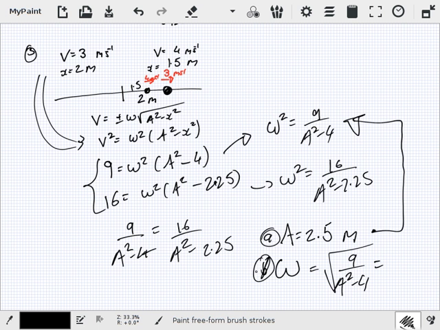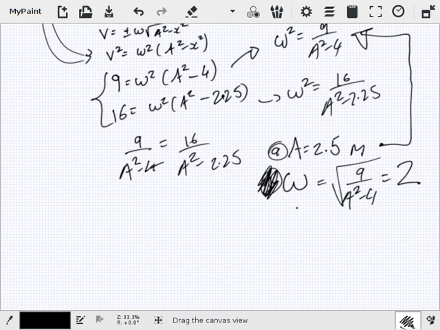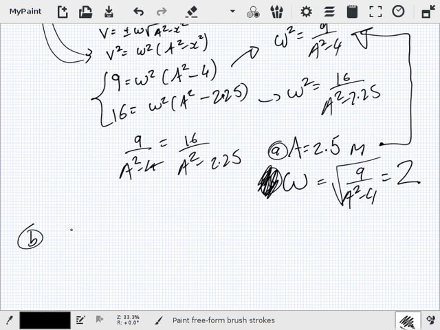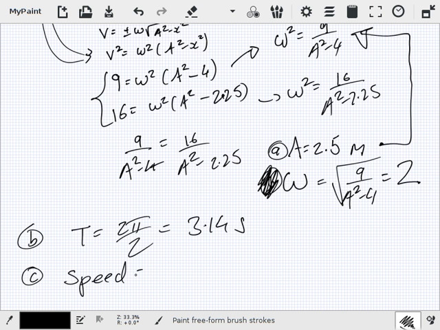Oh, that's not part B, but I still need it. Okay, now look, part B. How do I get the periodic time? That's 2 pi over omega, so that's 3.14 seconds. Right, C. How do I get the average speed? The average speed. So what's the formula for average speed? Yep. Total distance over total time.